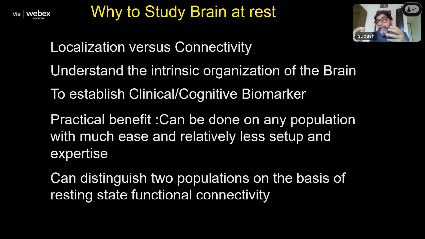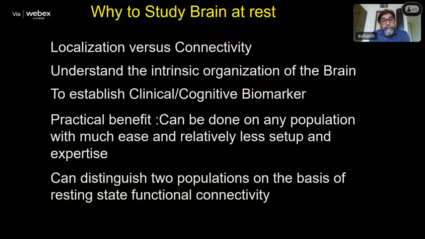If you have a disease case, you can find out how these resting state networks and their connectivity get affected. For example, if you are studying Alzheimer's, you can see how the memory network gets affected, and then you can find markers which can tell you that because of connectivity issues in this network, there could possibly be cognitive decline and the respective disease. One can establish a clinical or cognitive biomarker of a particular neuro disorder.